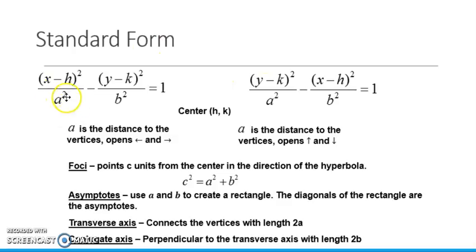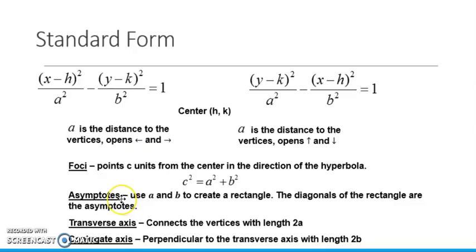So if that positive term, that first one, is underneath the x, then your hyperbola shape is going to be opening left and right. And then the foci will go in those same directions. The formula for finding the foci has changed a tiny little bit, so make sure you are noticing the difference between this one and the last one. Now we have c squared equals a squared plus b squared. So add those two denominators together, and that will be your c squared value. You can take the square root of that, and that'll give you the distance to the foci.